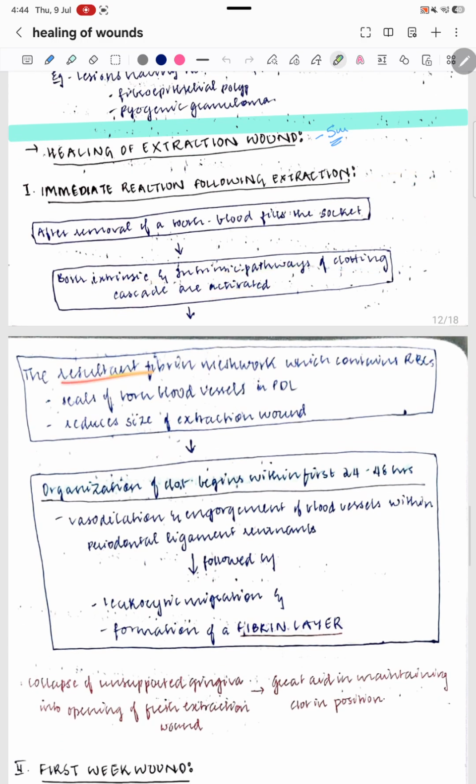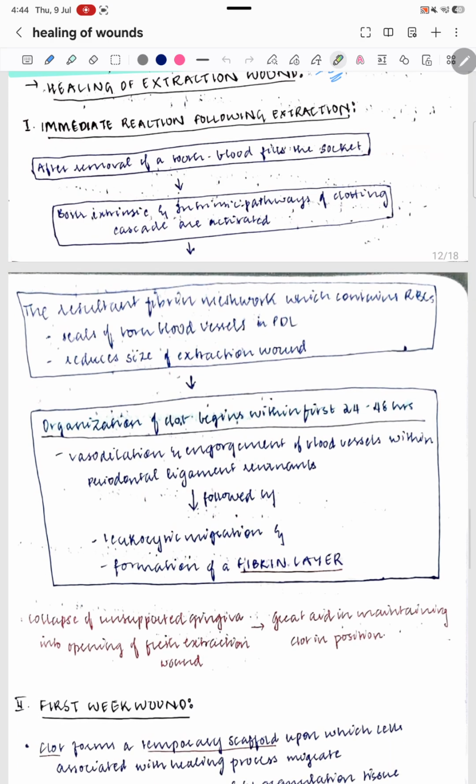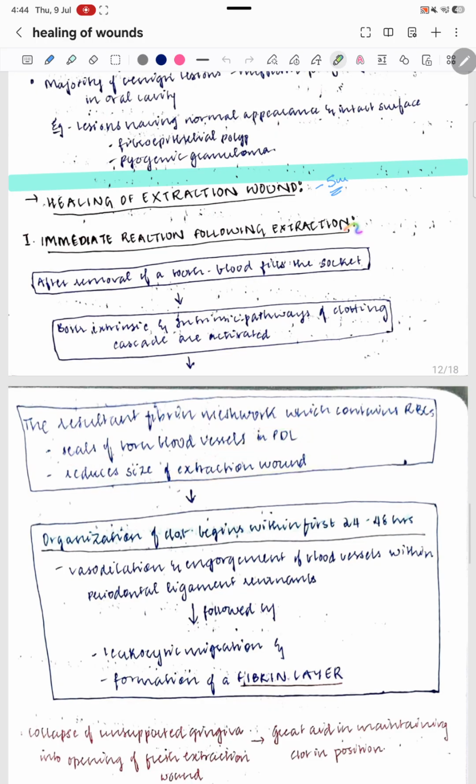Then there is a resultant fibrin meshwork, which contains RBCs. So there is a formation of a meshwork which contains RBCs and blood vessels. It seals the blood vessels in the PDL, which reduces the size of the extraction wound. Basically, the blood vessels get sealed off by this fibrin meshwork.